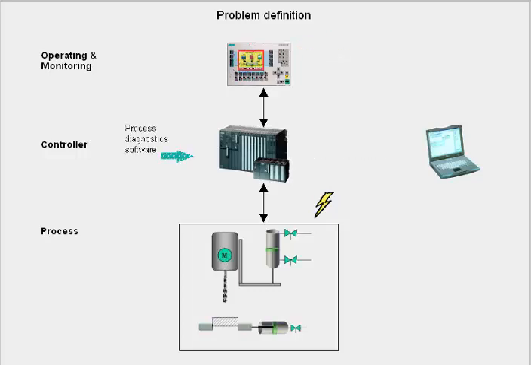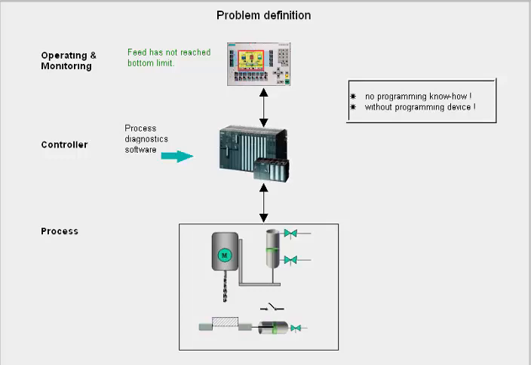This is where process diagnostics comes in. It is built into the user software, and it not only rapidly informs you of a fault, but also locates it automatically, and thus helps in troubleshooting. The time-intensive employment of a specialist is no longer necessary, because all the information is displayed to the operator on the HMI device. And the operator doesn't need to have any programming know-how, nor use any programming devices. In the sections that now follow, we will be demonstrating how Simatic fulfills these requirements.